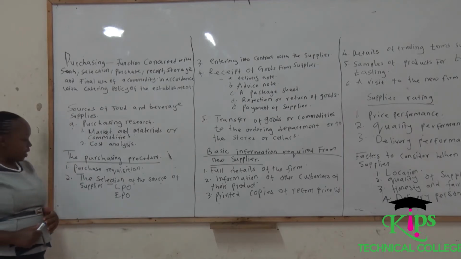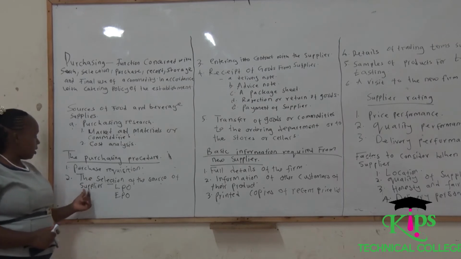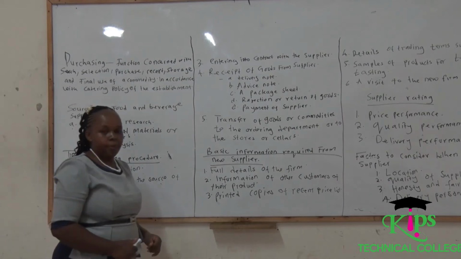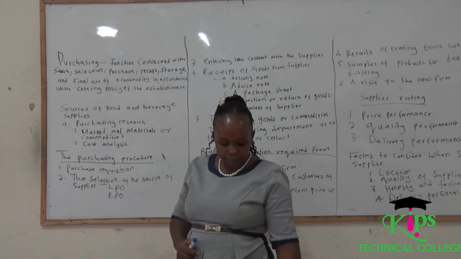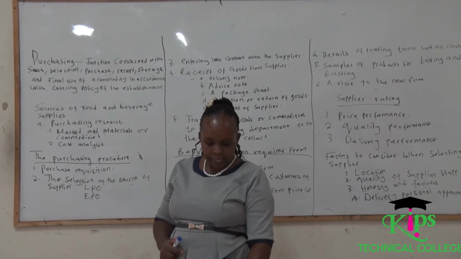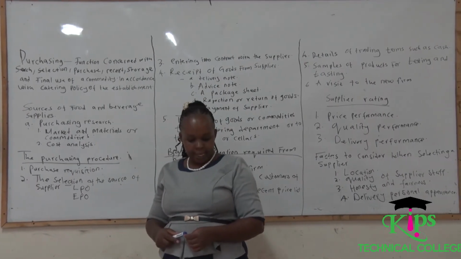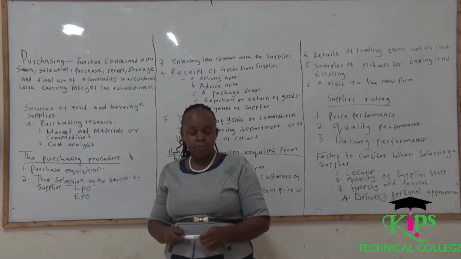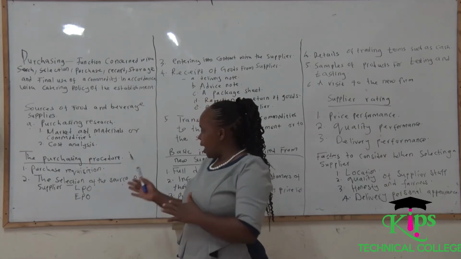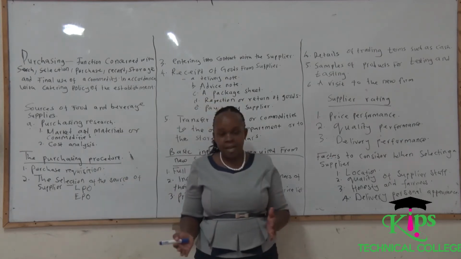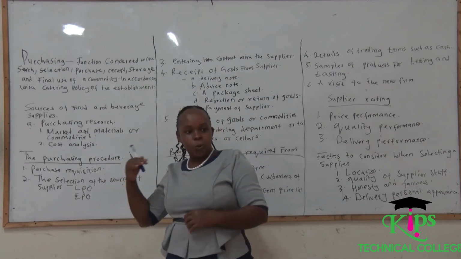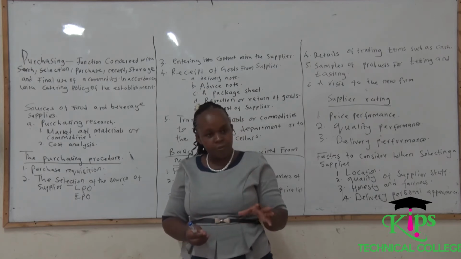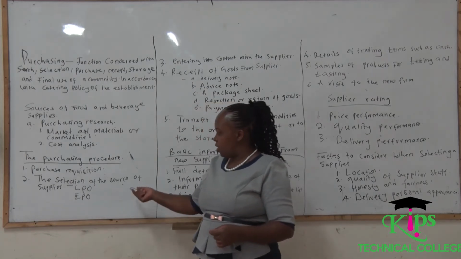Now, having looked at the sources of food and beverage supply, we look at the purchasing procedure. Purchasing procedure is very important for you learner to know how it goes. The first thing that you need to do is you write a purchase requisition. What we mean by purchase requisition: it is a document that requests the purchasing department to buy stated items for the requisitioning department. Now, as the learners, where do you get the purchase requisition? After formulating the menu, you write a food order list, and from that food order list is where we get the purchase requisition.